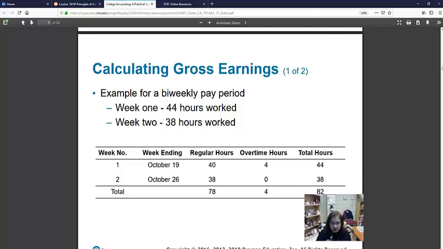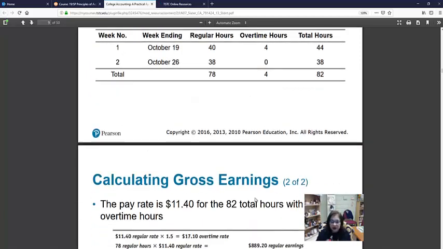Total hours again 38. So the total hours are 82, but overtime hours are 4 and your regular hours are 78. So these 78 hours are going to be calculated at whatever amount they're getting paid. These 4 hours are going to be paid at 1.5 times more, and then added to the pay period.